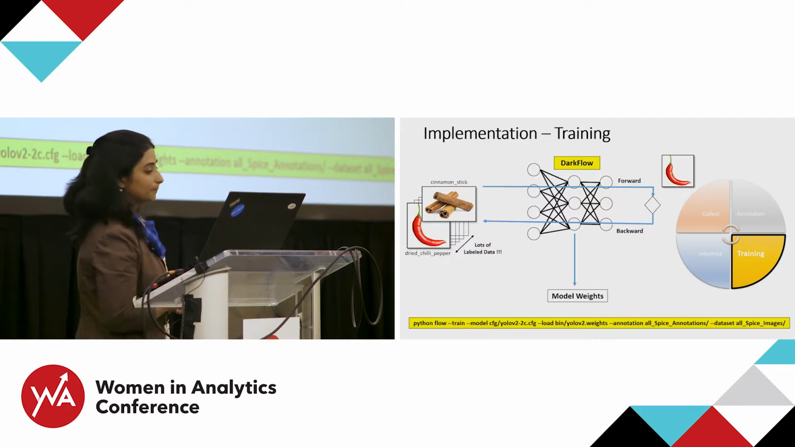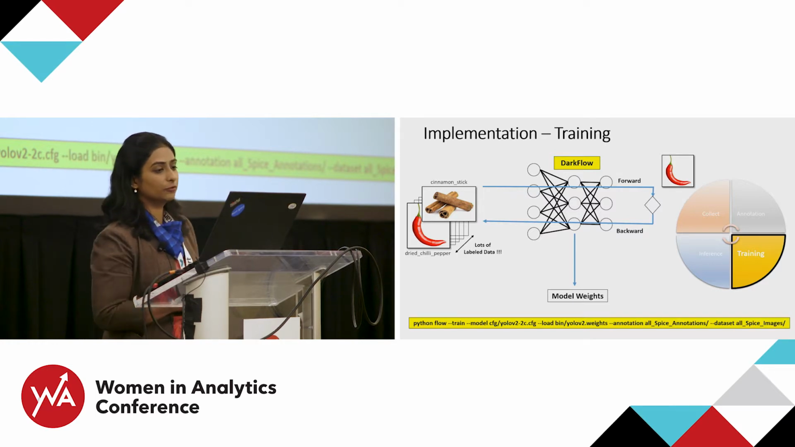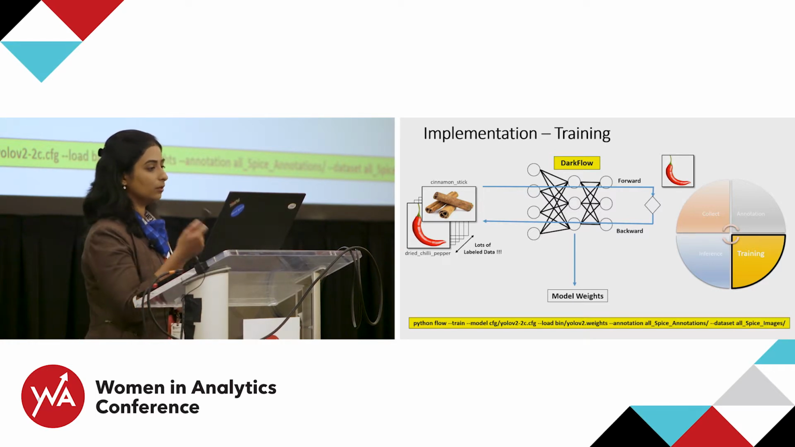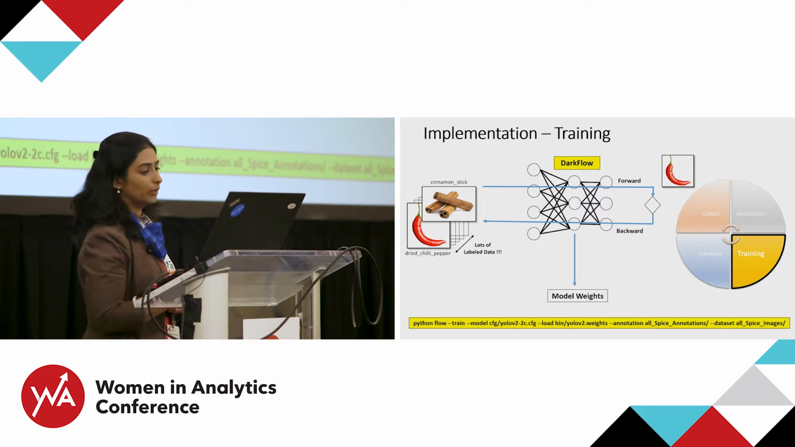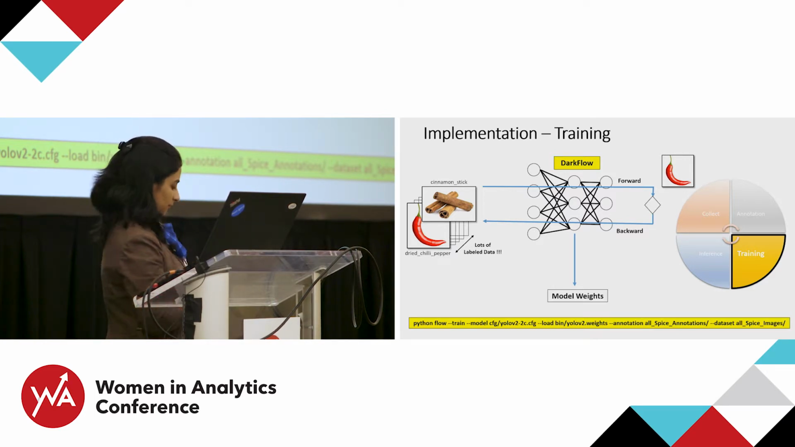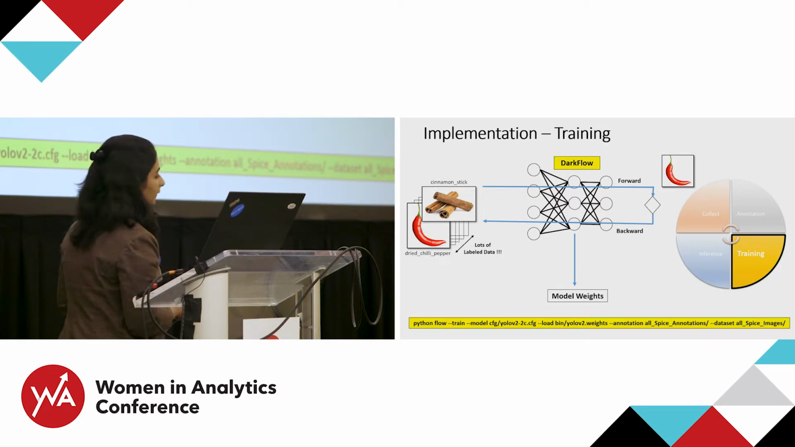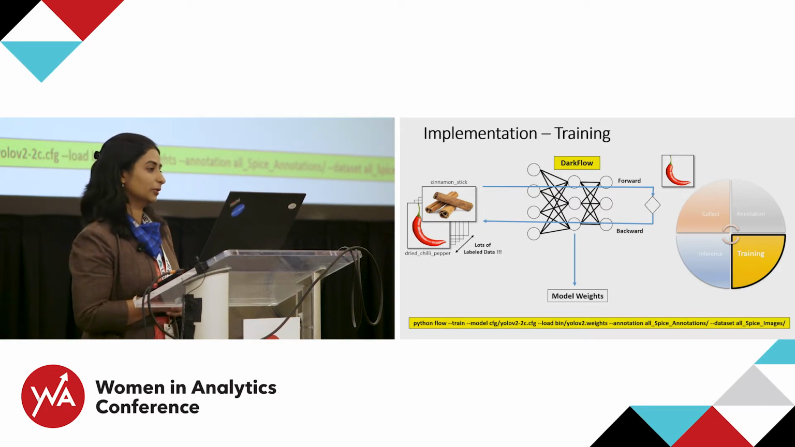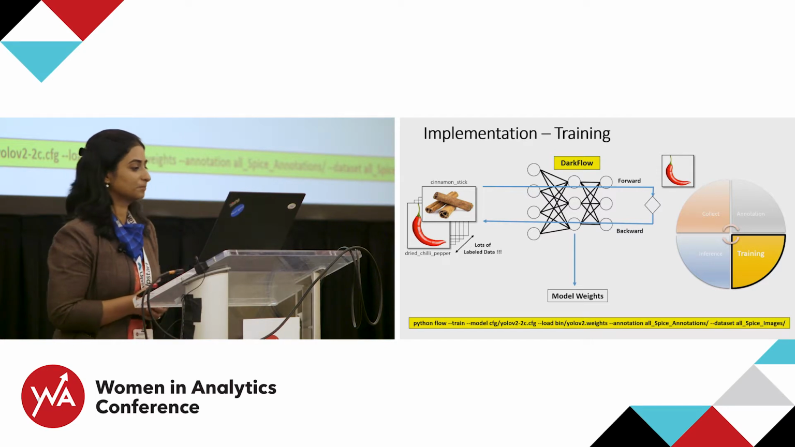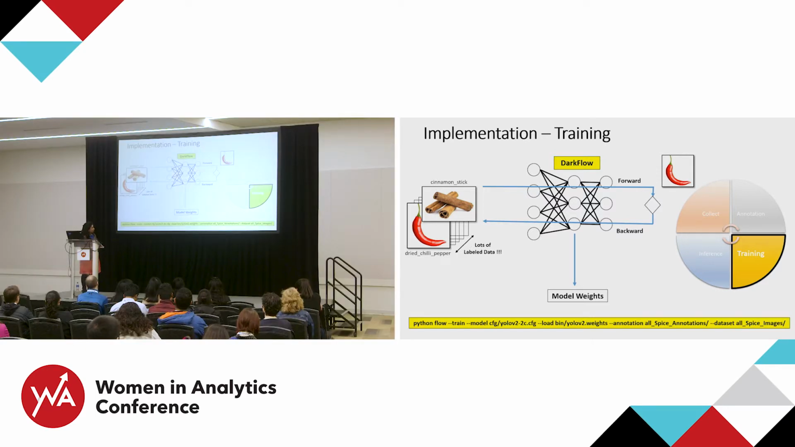So as you can see here, I had used the Darkflow deep neural network. I fed all this image data along with the label data to generate the model weights. And all of this was just done using this single line of command here. So data scientists have really worked on these deep neural networks to make it really easier for people like me to use these things.